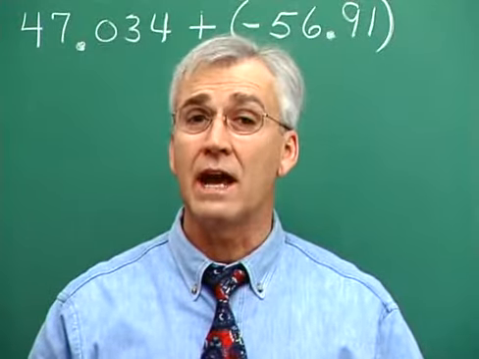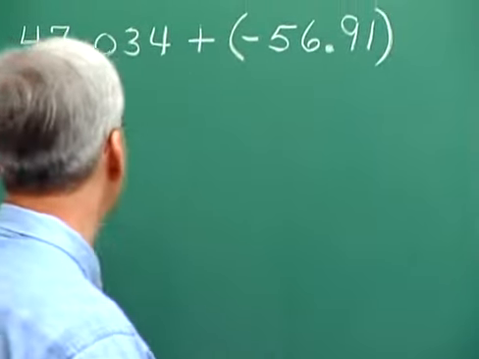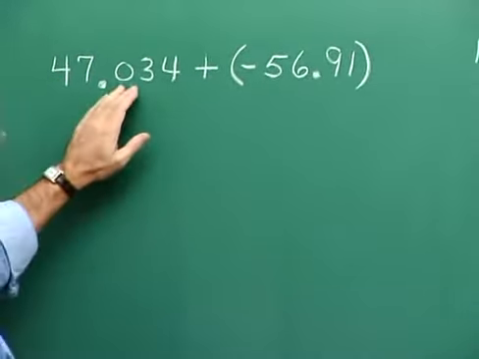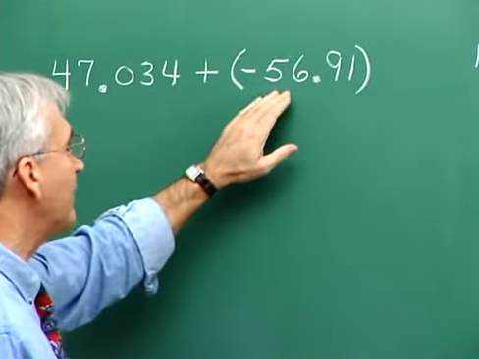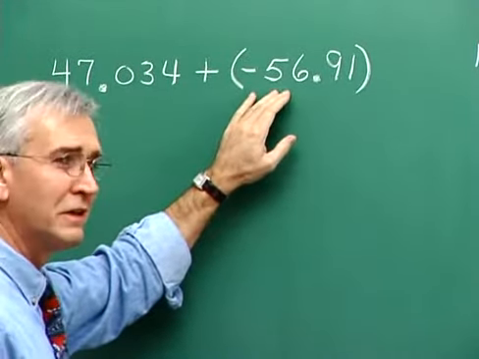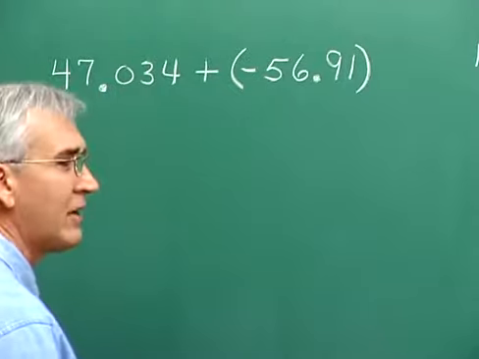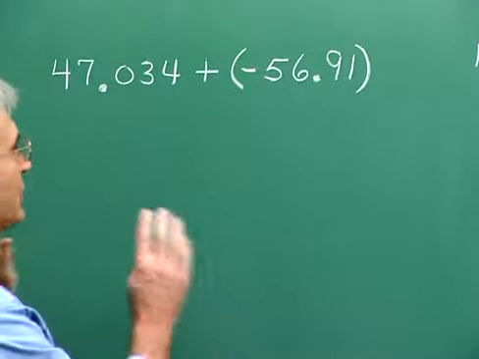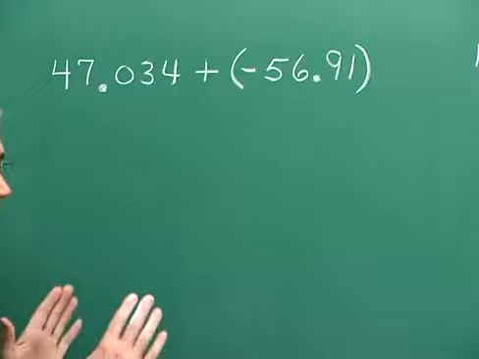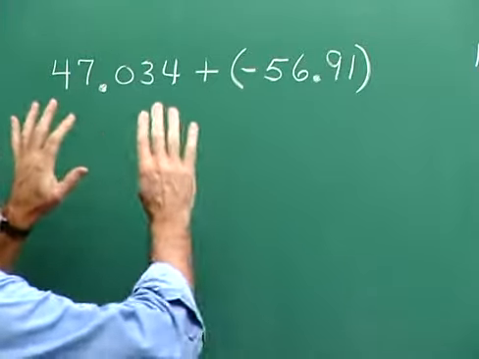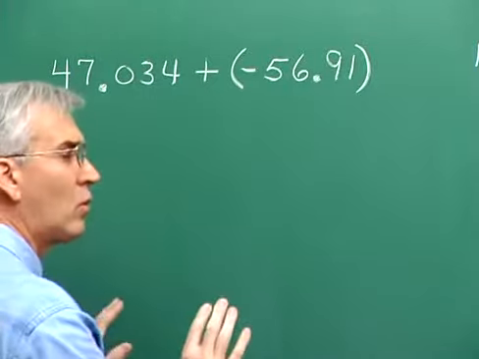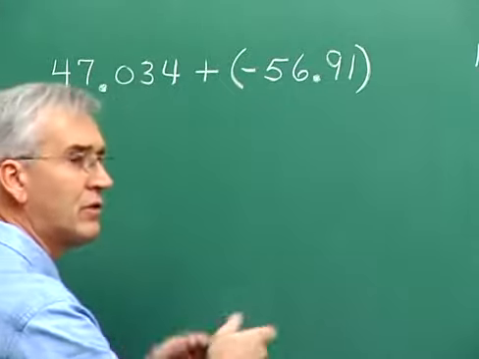Suppose we want to bring together these two decimals. It is 47 and 34 thousandths plus a negative 56 and 91 hundredths. You see, we're trying to bring these two together. Now, if you get confused about what to do in a situation like this, you can always change the problem into a much simpler one that you can see through rather easily.